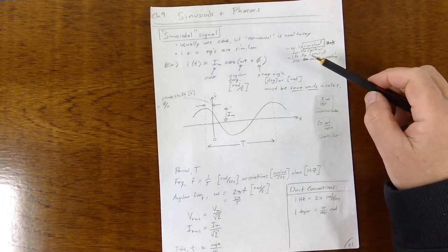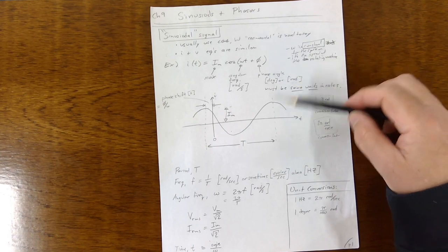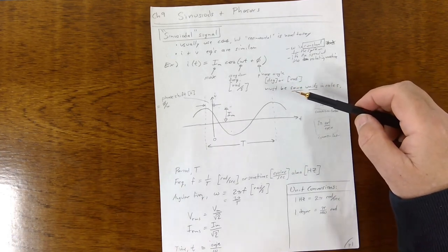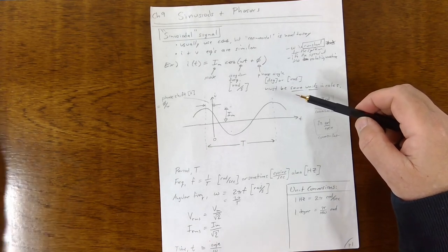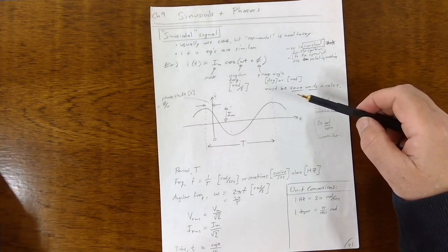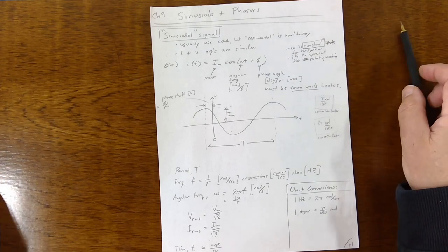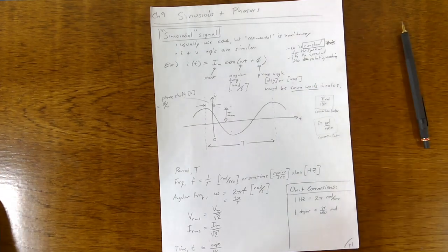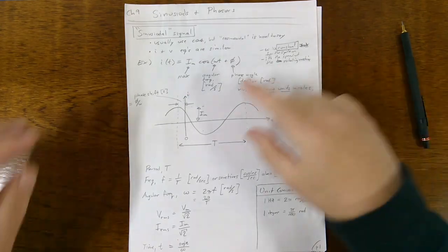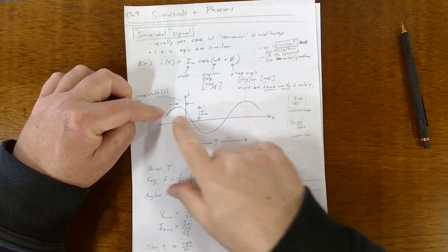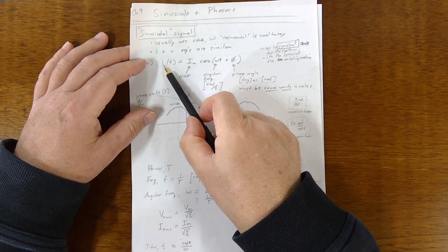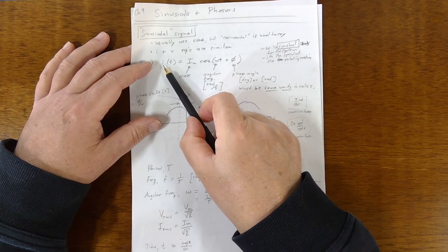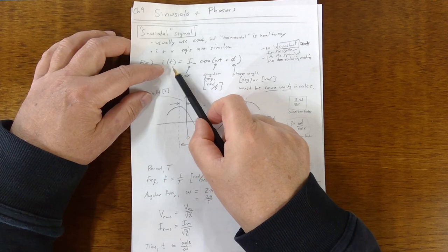So this brings us to phasors. I'm missing a page here. This is called a time domain signal. So we have I of t, or you know, the current as a function of time.